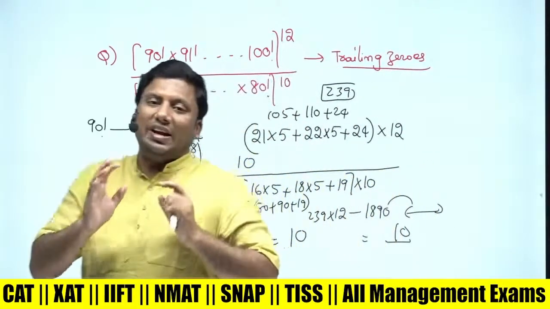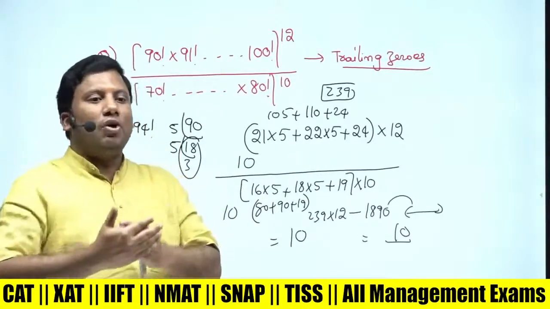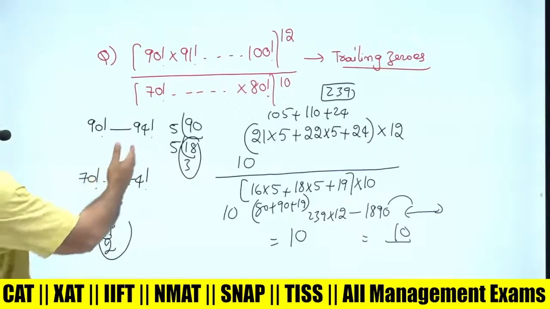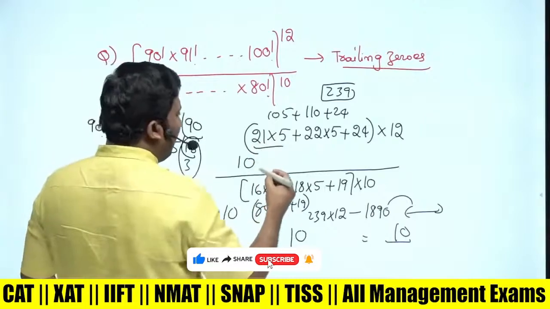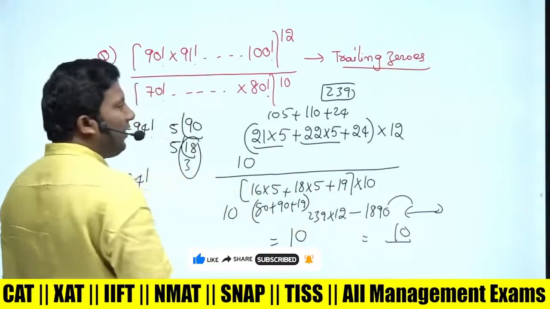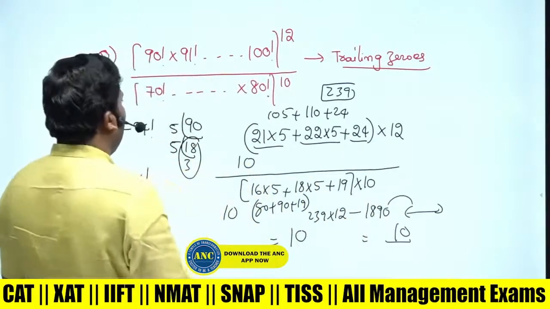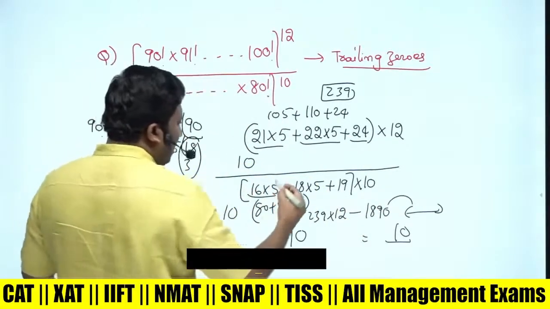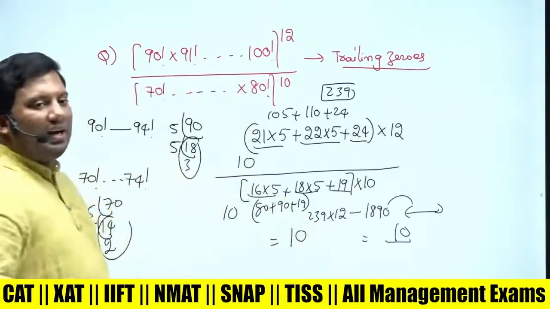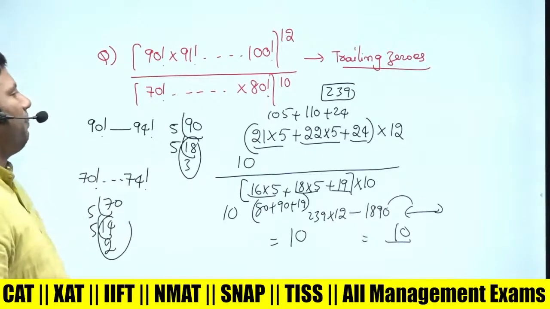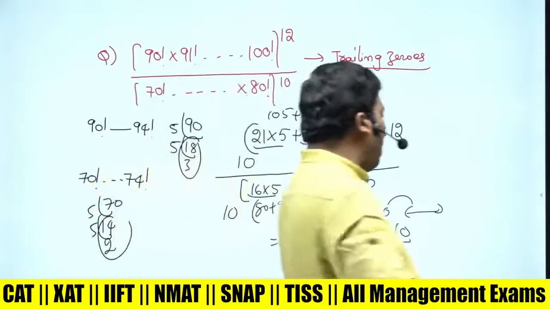I hope the idea is clear. The more and more questions you solve in this variety, the more and more beautiful you will find the concepts. Very easily you can solve. Why is it 21 into 5? 92, 94. Why is it 22 into 5? 95 to 99. What is it? 100 factorial. Similarly, these 70 to 74, 75 to 79, and this will be 80. A power n, power m is a power m into n. Good question. I hope you enjoyed solving these beautiful questions.